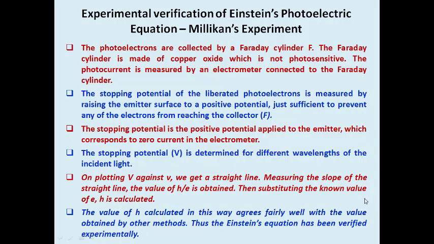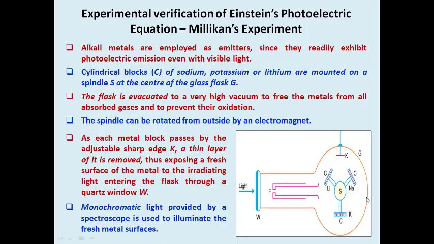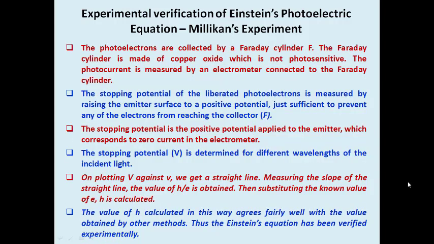Whenever the photoelectrons are collected by the Faraday cylinder, I forgot to note that. F is the Faraday cylinder, which is useful to collect the electrons emitted by the metal plate. It is connected with the voltmeter, so we can measure how many electrons are emitted from the metal plate with respect to light of frequency nu. So the photoelectrons are collected by a Faraday cylinder F.